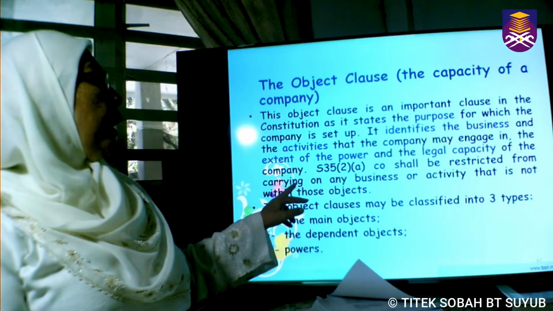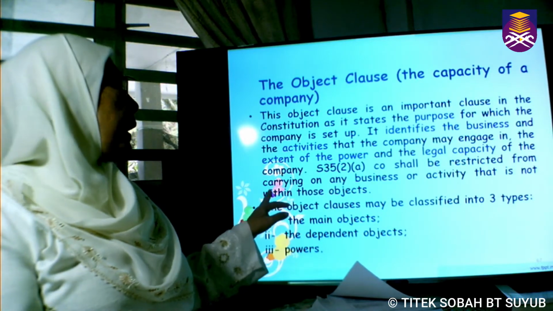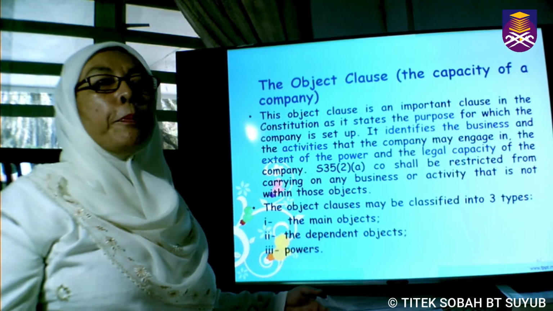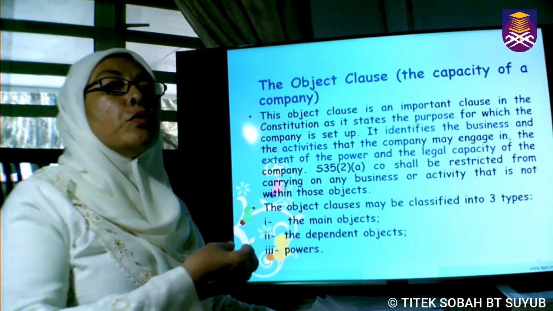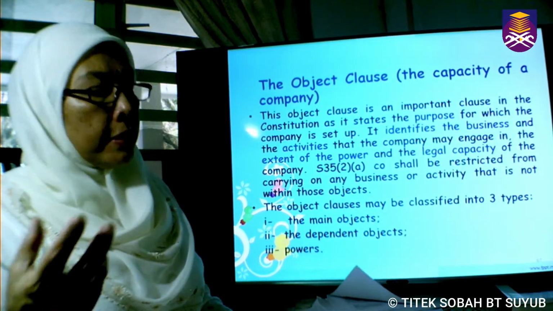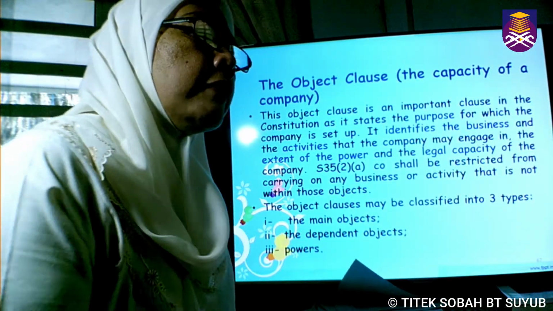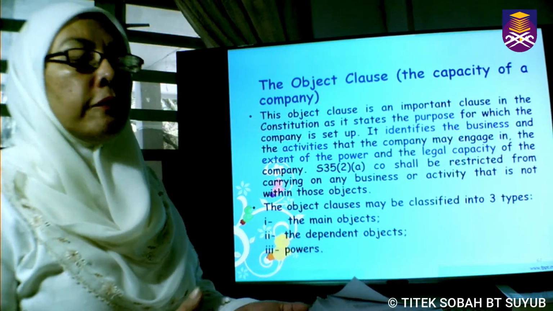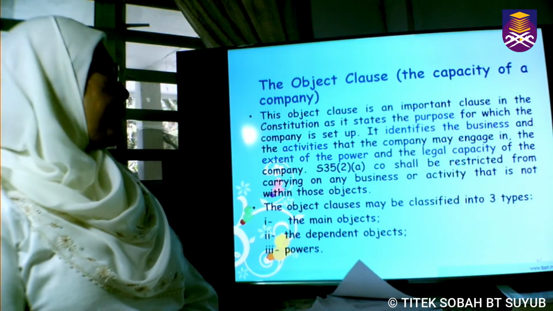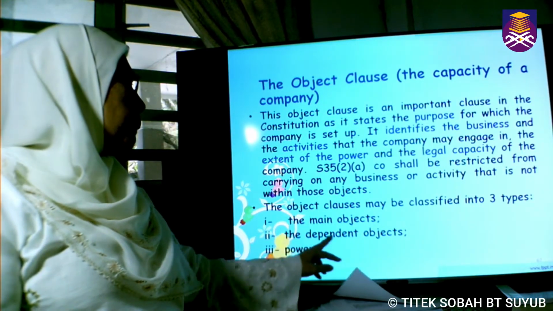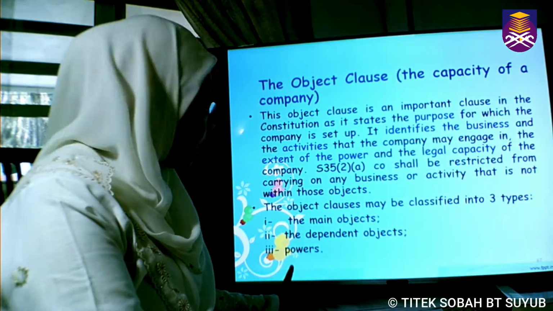Okay? And the company shall also be restricted from carrying on any business or activity that is not within those objects. So it's very important for investors and shareholders, they want to know this. If there is a constitution, it is very easy for the investors to focus on what they actually want with the company. So this object clause may be classified into 3 types. It can be the main object, the dependent object, and also the powers of the company.